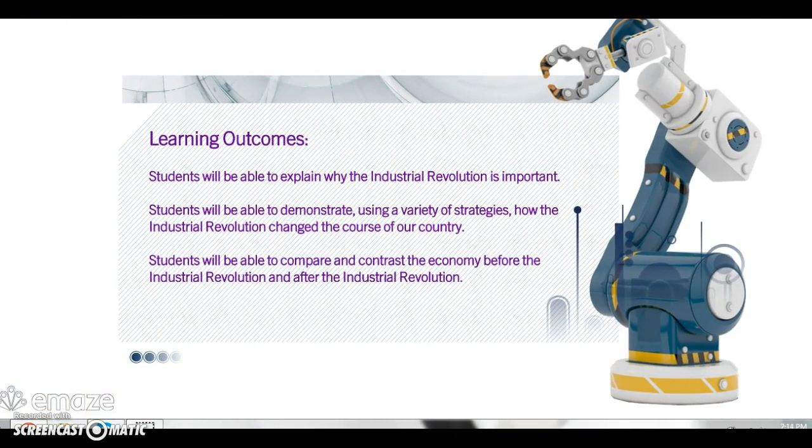And for our learning outcomes, we wanted students to be able to explain why the Industrial Revolution is important. We wanted students to be able to demonstrate using a variety of strategies how the Industrial Revolution changed the course of our country. And finally, students would be able to compare and contrast the economy before the Industrial Revolution and after the Industrial Revolution.